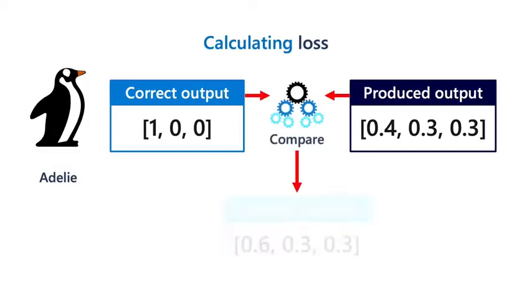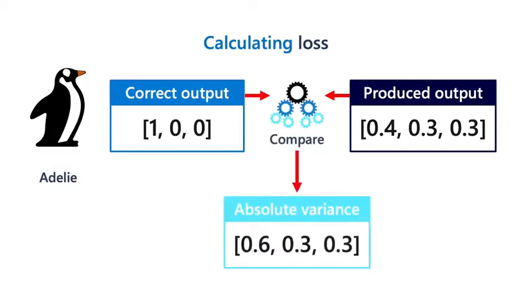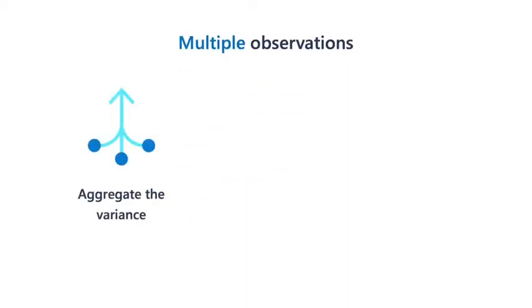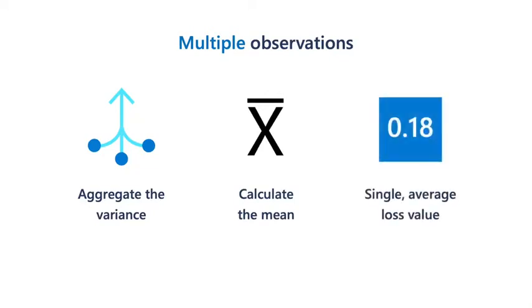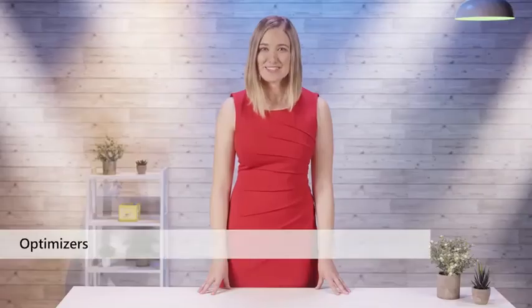Comparing these, we can calculate an absolute variance for each element. In other words, how far is each predicted value away from what it should be, as 0.6, 0.3, and 0.3. In reality, since we're actually dealing with multiple observations, we typically aggregate the variance. For example, by squaring the individual variance values and calculating the mean, so we end up with a single average loss value like 0.18. Now, here's the clever bit.